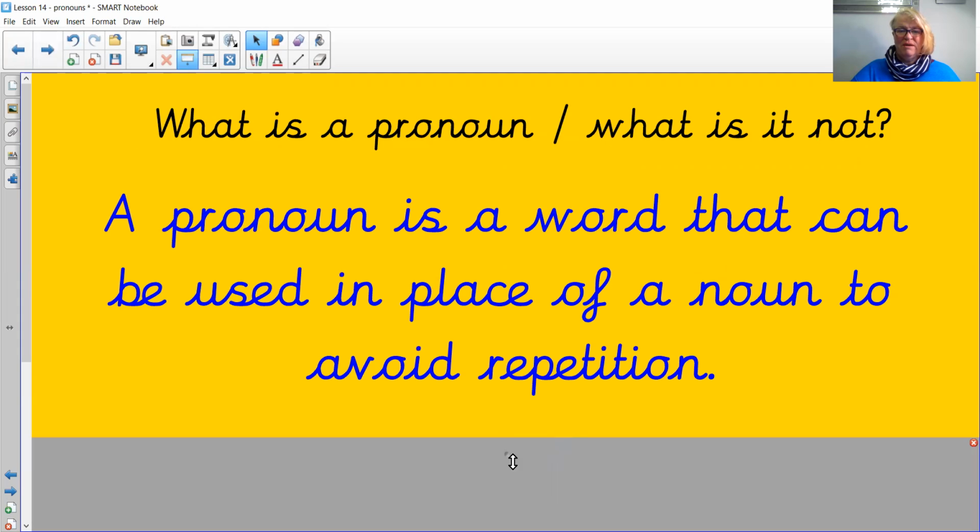So what is a pronoun? And what is it not? Well, a pronoun is a word that can be used in place of a noun to avoid repetition. It's not an adjective, it's not a verb.